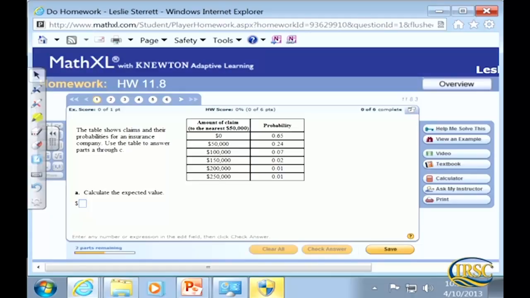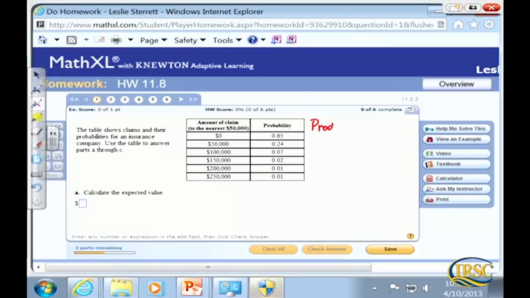Okay, so we need to multiply each outcome with its probability, which, if you wish, you can create a third column here for your products. All right, so you're going to multiply and place your answer in the third column. Okay, the first row, what's 0 times 0.65? 0, good. Okay, 50,000 times 0.24. 12,000.